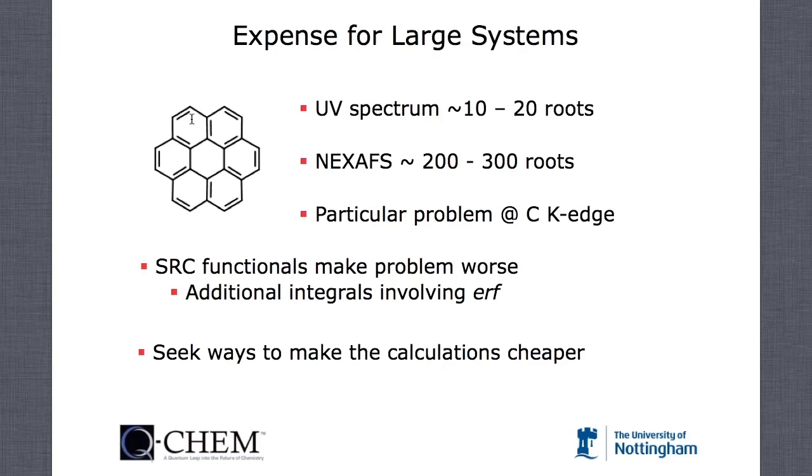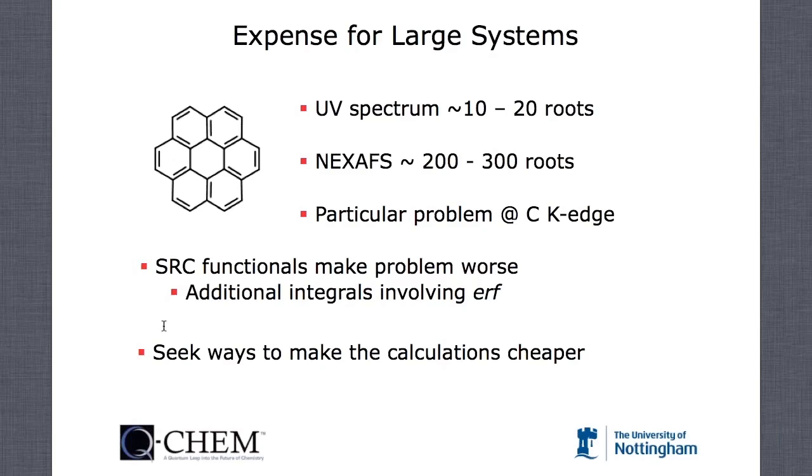Okay, so if you want to compute a UV spectrum of something like coronene, then you're probably talking about computing 10 to 20 roots. If you want to compute the NEXAFS spectrum for this molecule, which covers a similar energy range, about 10 electron volts from the absorption edge, you're going to need about 200 roots. One of the reasons is you've got excitations from lots and lots of core orbitals, and the second is that the actual density of these states is much smaller. So to actually get up to higher energies, you need to include much more of them.